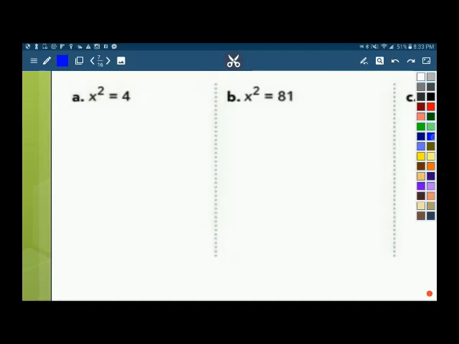We will get to that. But right now, all I see is x is being squared. So I have to undo the square. So I'm going to rewrite my equation. Then I'm going to show that I need to square root both sides in order to undo the square. Okay, so again, on the left side, the square and the square root cancel, and you're left with x equals the square root of 4.